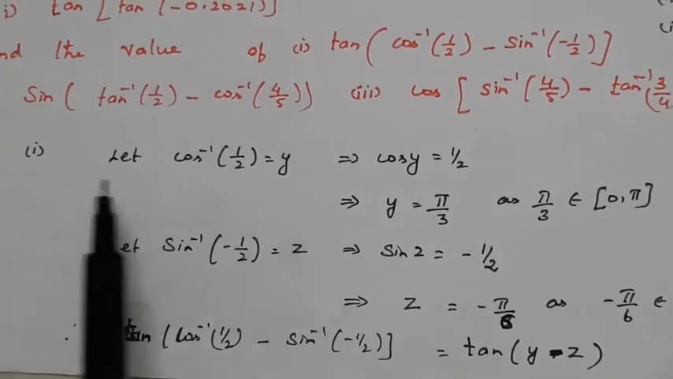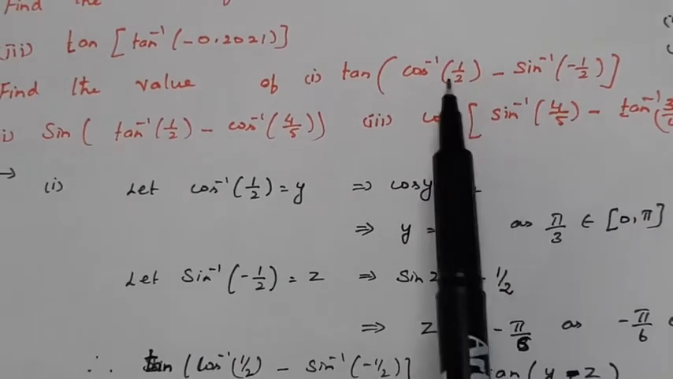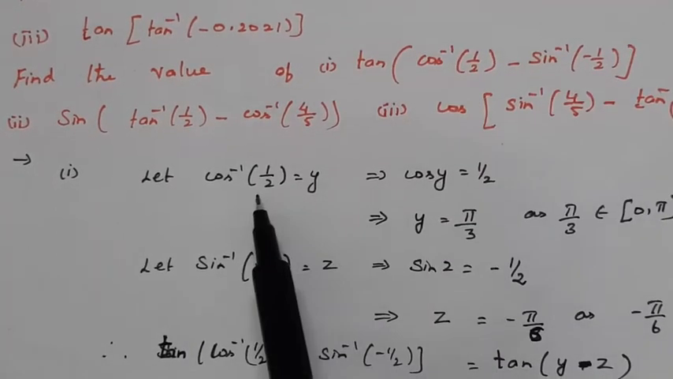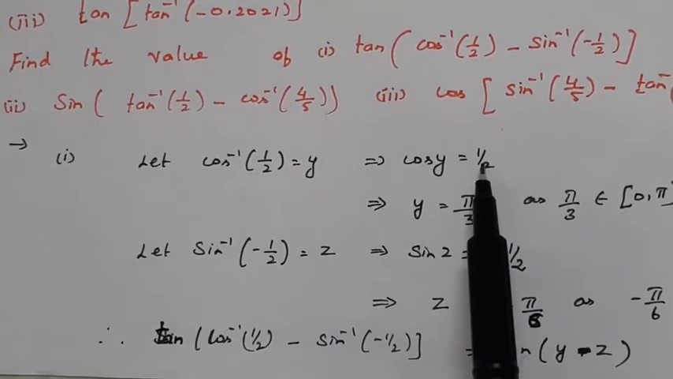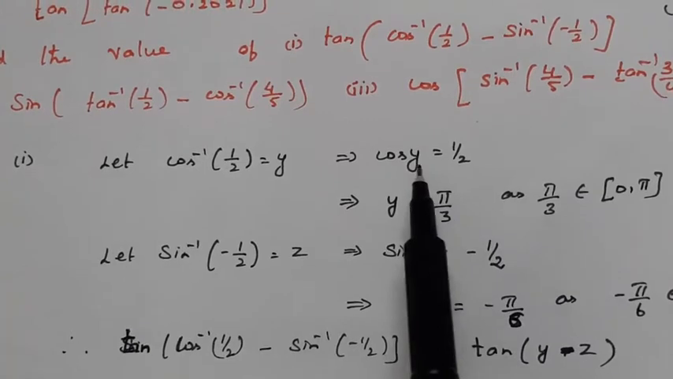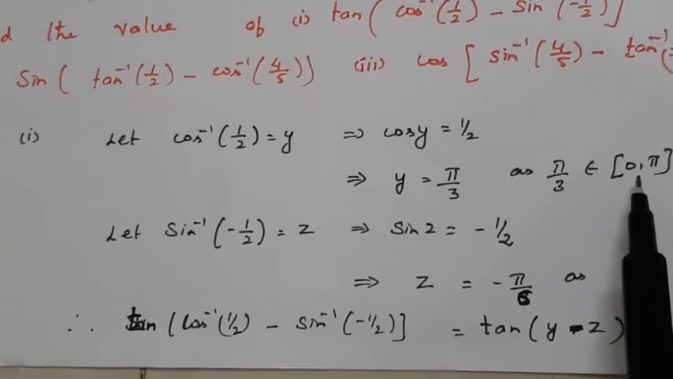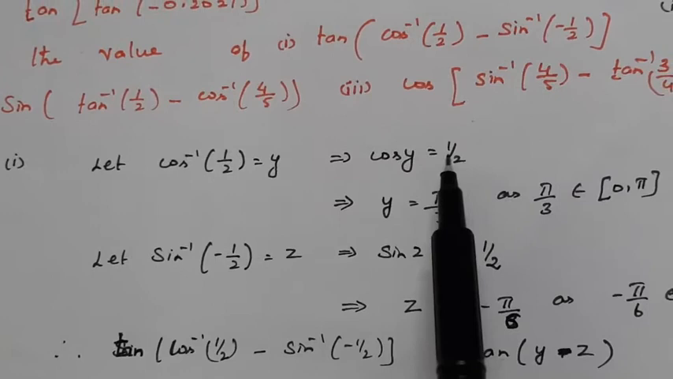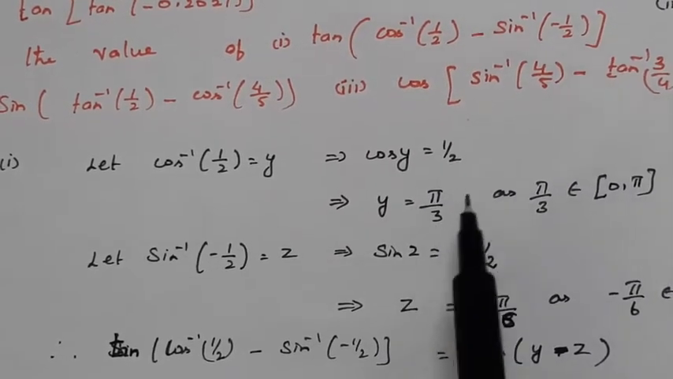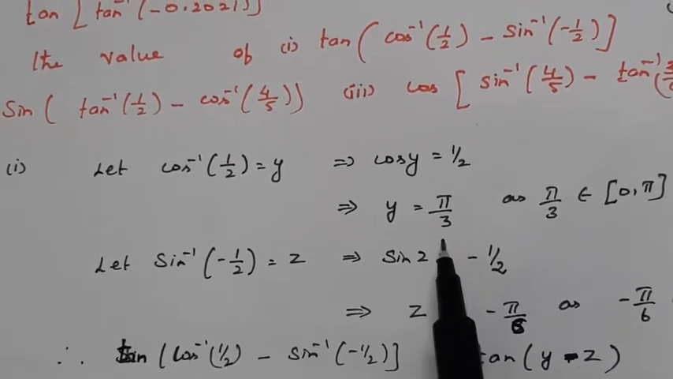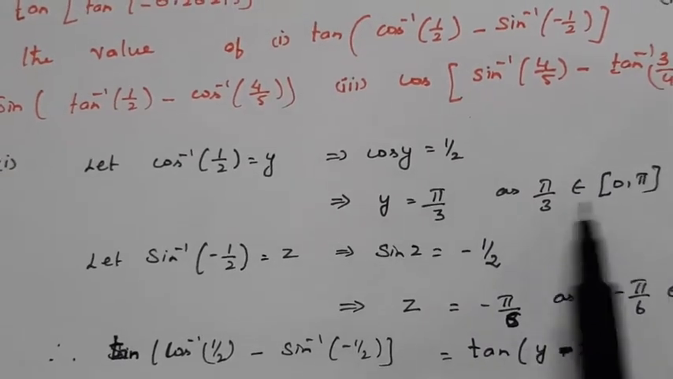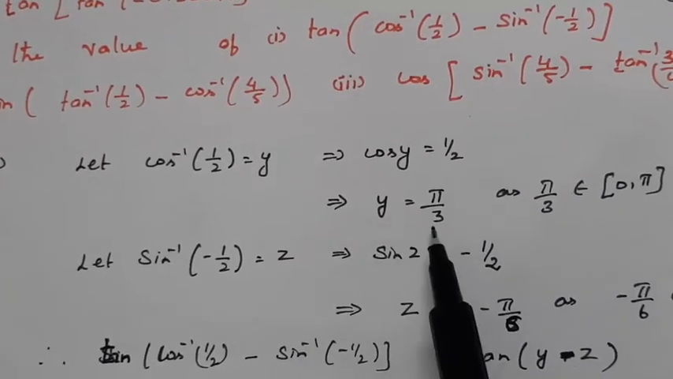Now let us do the first one. As usual, you have to evaluate the term inside the bracket. So what is the first term inside the bracket? Cos inverse of 1 by 2. Take it as y, so that cos y is equal to 1 by 2. So you have to find out the value of y such that the cos value is 1 by 2 and also lies in the principal domain 0 to pi. As it is a positive quantity, you have to take the angle in the first quadrant whose cos value is 1 by 2. Clearly it is pi by 3, because cos 60 is 1 by 2. So y will be pi by 3, and as it belongs to the closed interval, clearly y is equal to pi by 3.